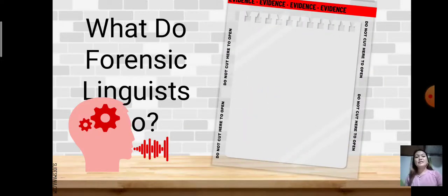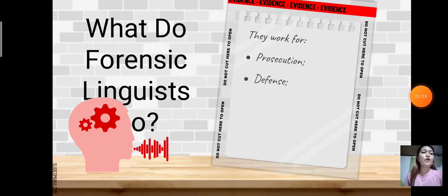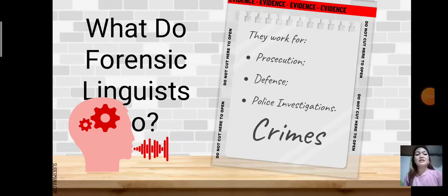So what do forensic linguists do? Forensic linguists work for the prosecution, the defense, and police investigations. Mainly they study language based on crimes. There are crimes involved. They are the ones who examine documents or written statements to help the lawyers, the judges, and the police in analyzing the evidence, the written evidence.